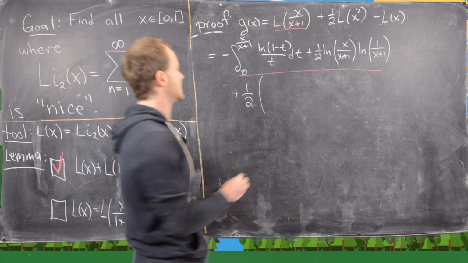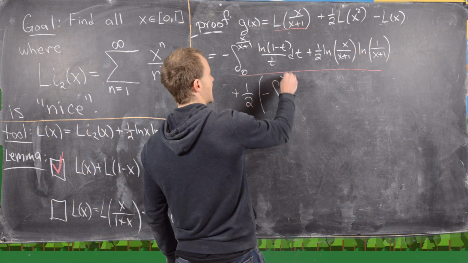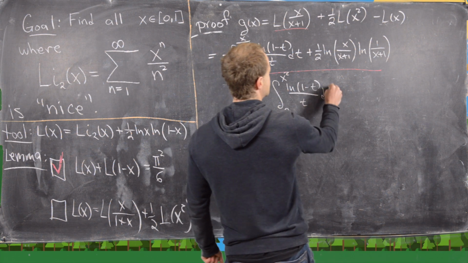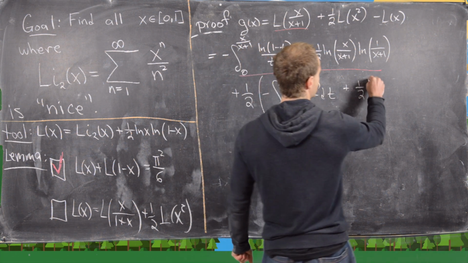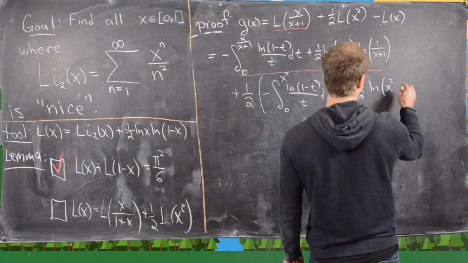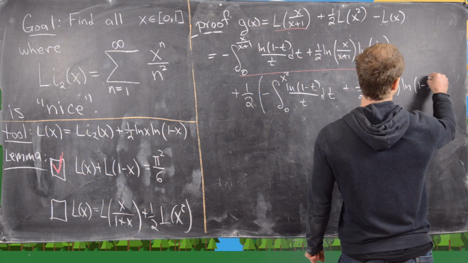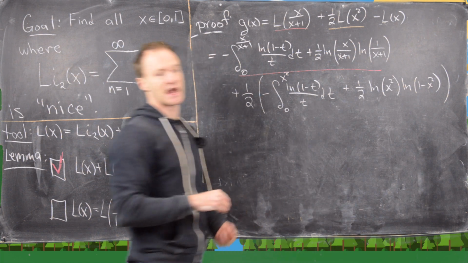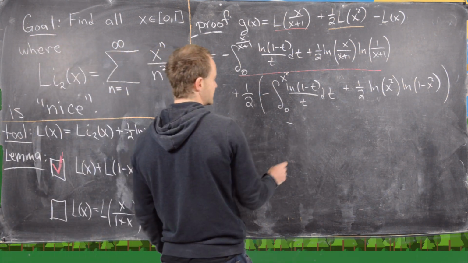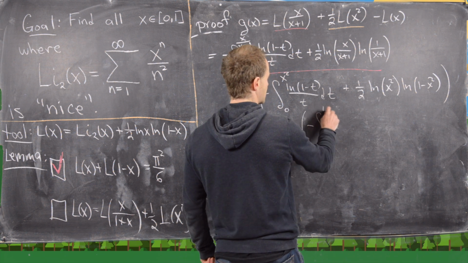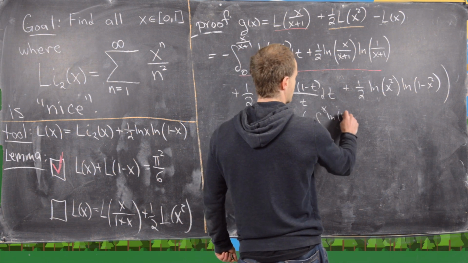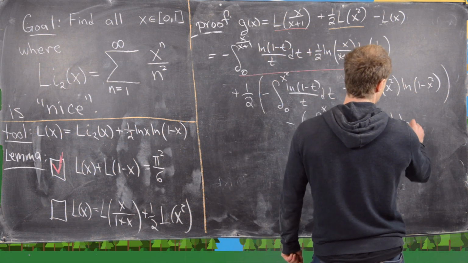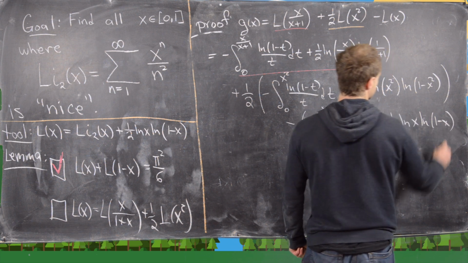Okay, so that's going to give us negative the integral from 0 to x squared of natural log of 1 minus t over t dt plus 1/2 natural log of x squared times natural log of 1 minus x squared. And what we have just written down is this second part. And then finally, we're going to subtract from that minus the integral from 0 to x of natural log of 1 minus t over t dt plus 1/2 natural log of x natural log of 1 minus x.